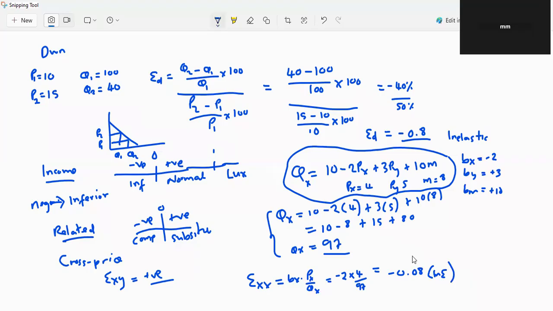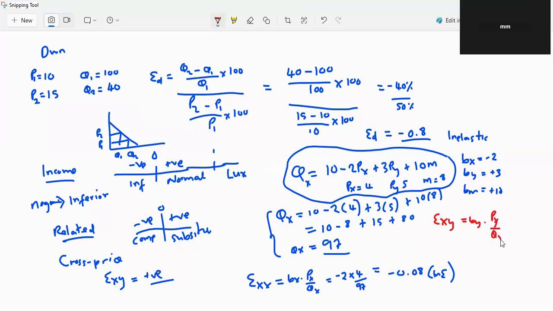Demand is inelastic. Then let's go to cross price elasticity. Cross price is crossing from good X to good Y. What is the formula? The gradient for good Y over the price for good Y, now divided by the quantity of X. So it's crossing from good Y to good X.